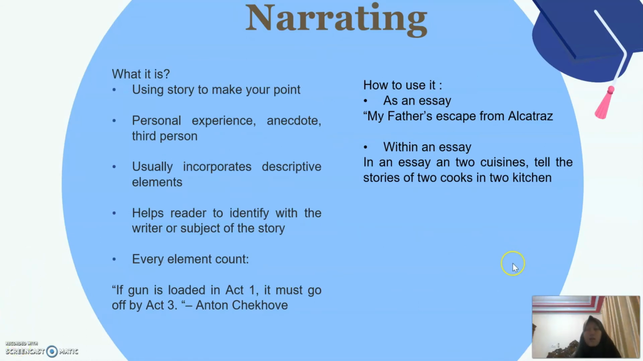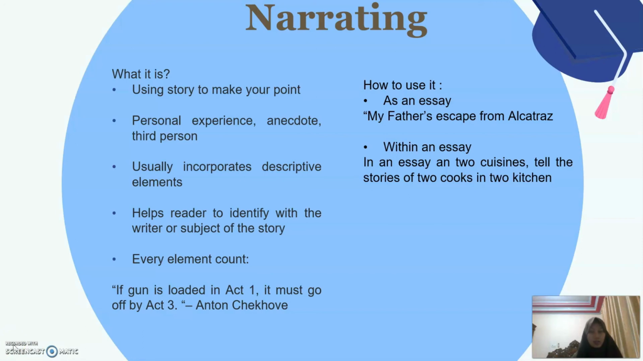Narrating. What is it? Use your story to make your point. Personal experience, anecdote, third person, usually incorporates descriptive elements, helps the reader identify with the writer or subject of the story, and last, every element counts.